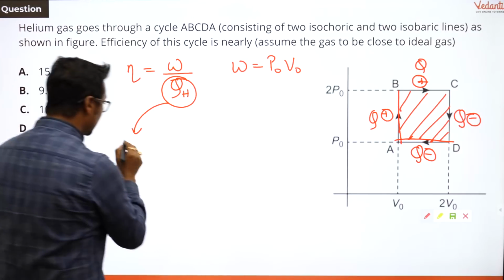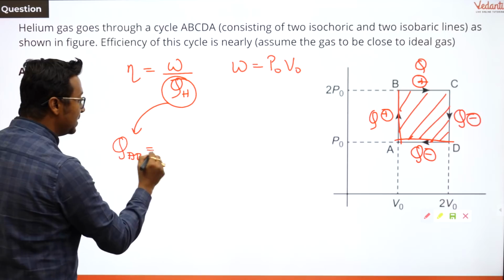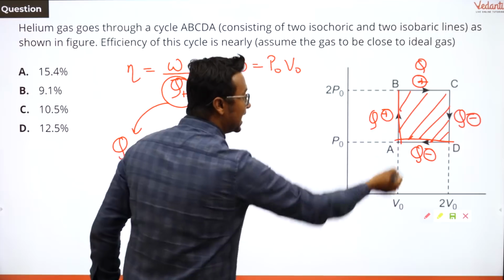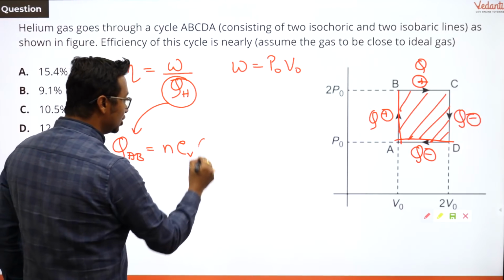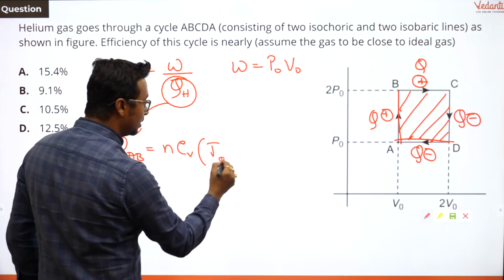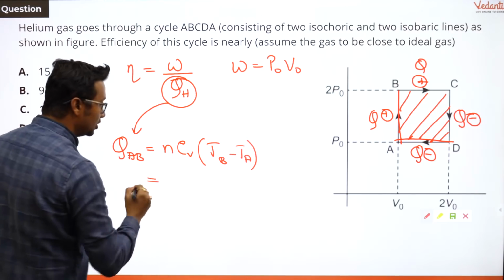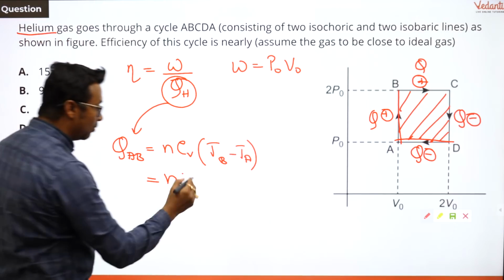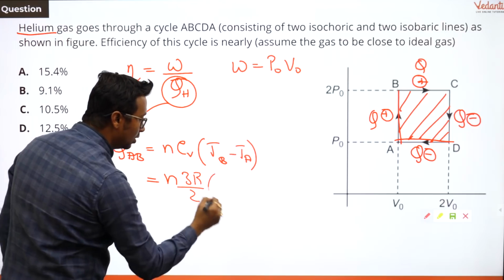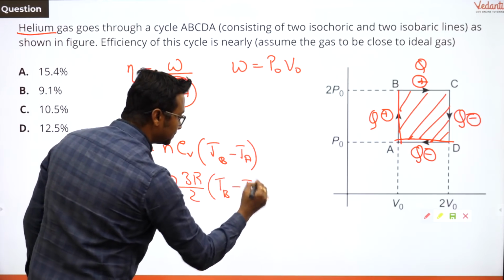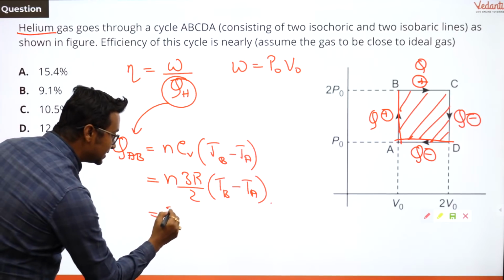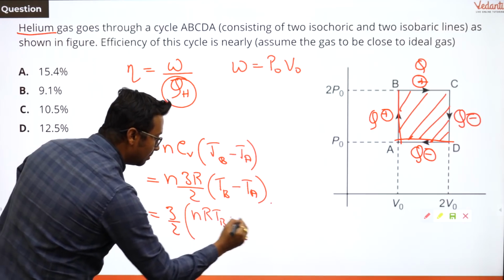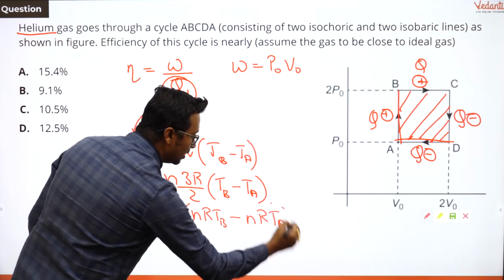From A to B, Q from A to B will be equal to Cv, because it's an isochoric process, into delta T. So that is going to be nothing but TB minus TA. Students, observe here, n, what is this gas? Helium, monoatomic, so 3R by 2 into TB minus TA. This can be written as 3 by 2 nRTB minus nRTA.